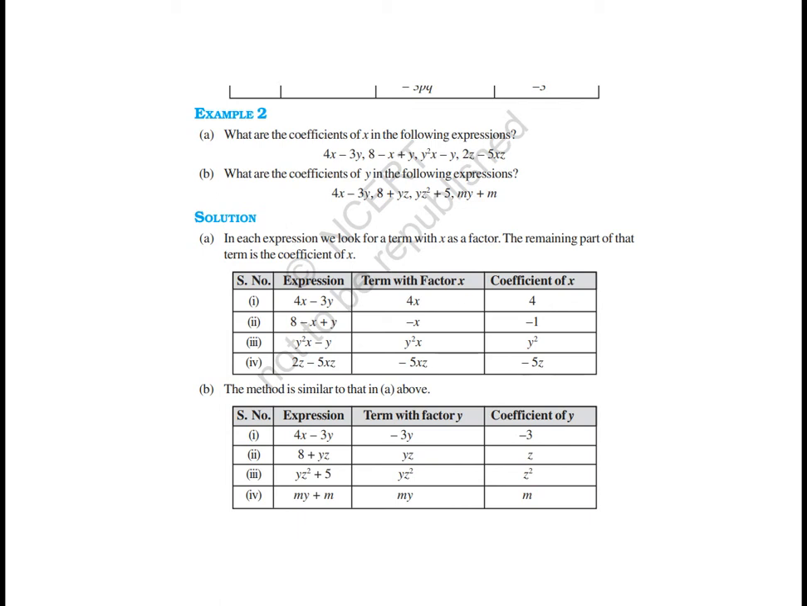8 minus x plus y, second expression में x का क्या coefficient है? Minus x है, यानी minus x can be written as minus 1 into x. Minus 1 is the coefficient.